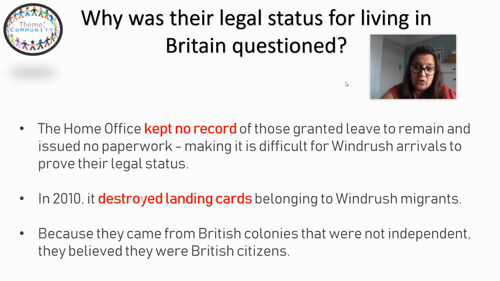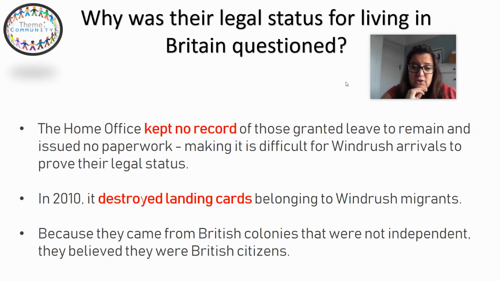And in 2010, so 10 years ago, before this scandal came to light and people realised that we needed that documentation, the Home Office destroyed the landing cards belonging to Windrush migrants. So anybody that came over to Britain during those years and who are regarded as the Windrush generation, so from 1947 through to about 1971-72, when they arrived in Britain, they were given a landing card to say they had arrived. And that document was also kept by the Home Office and that they were legally allowed to stay here. And the Home Office destroyed them all.